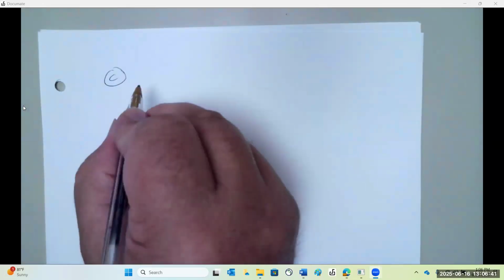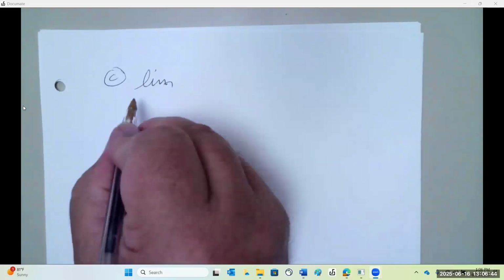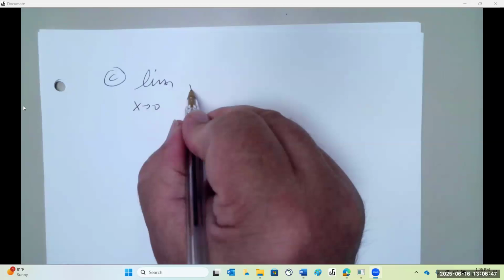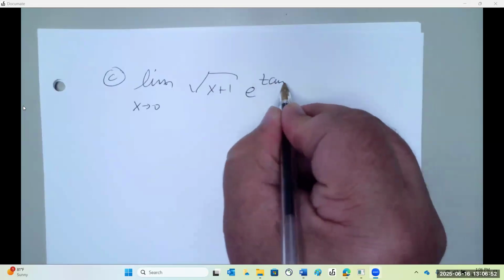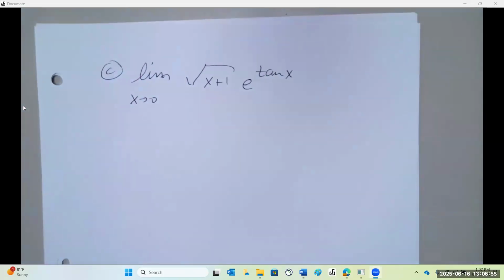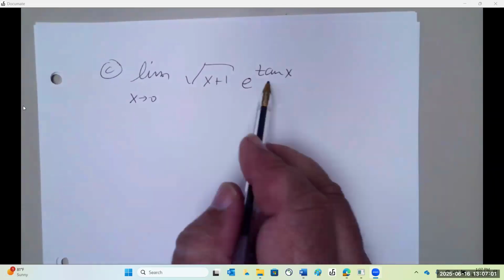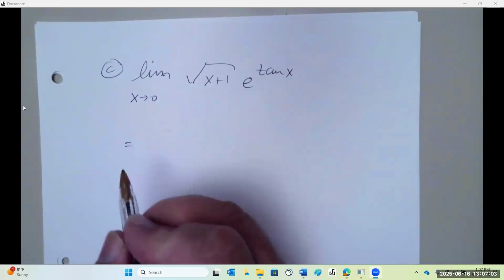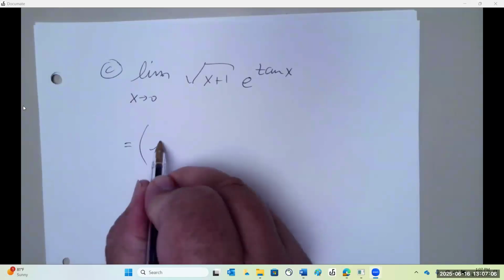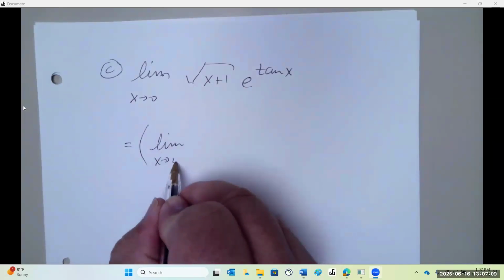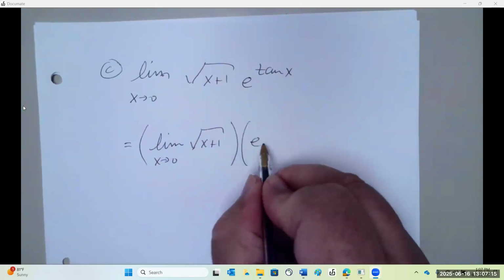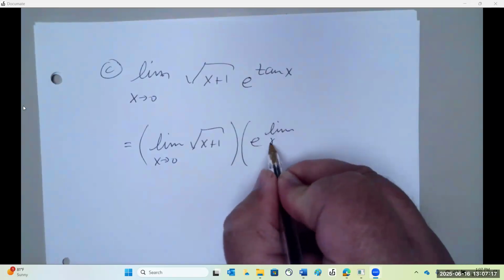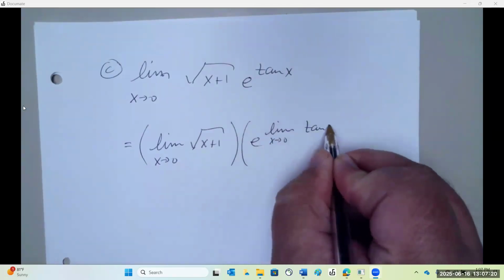And C, we have the limit as x approaches 0 of square root of x plus 1 times e to the tangent x. We have a product here, so we have two parts. We have the limit as x approaches 0 of the square root of x plus 1, times e to the limit as x approaches 0 of tangent x.